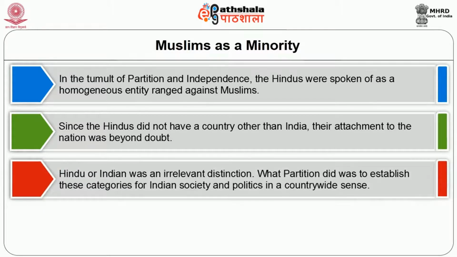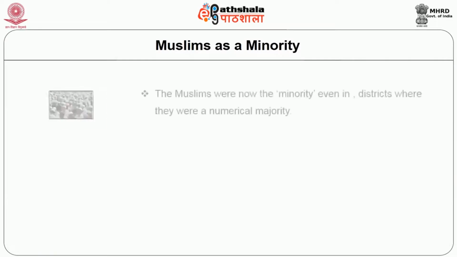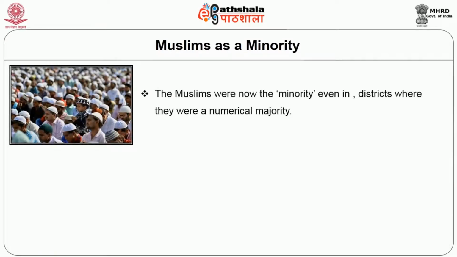Hindu or Indian was an irrelevant distinction. What partition did was to establish these categories for Indian society and politics in a countrywide sense. The Muslims were the minority, and of course so were Sikhs, Indian Christians, Parsis and Jains, although all these did not matter much on account of their small numbers. The Muslims were now the minority even in taluks and districts where they were a numerical majority.